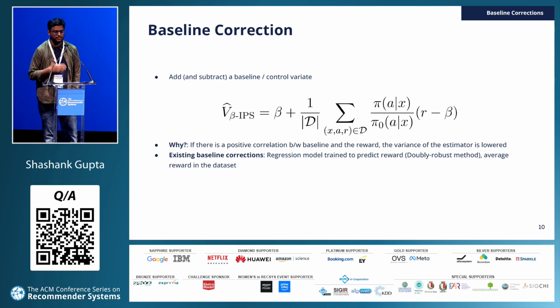So how can you improve that, or how can you reduce the variance? There's a trick called baseline correction. The idea is very simple. We add and subtract a baseline term, also known as a control variate. Now why does it help?